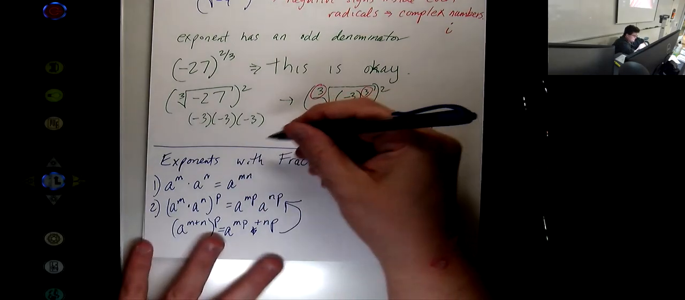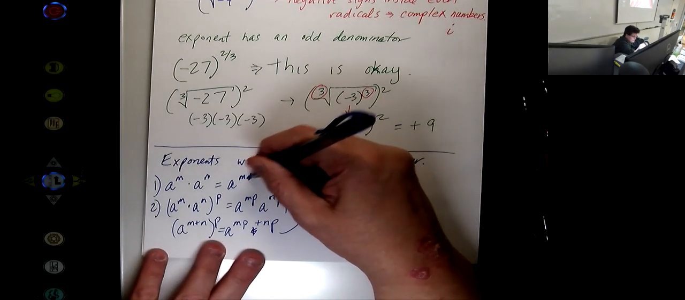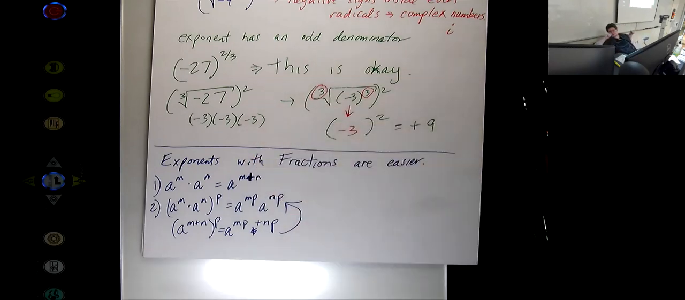I wrote mn wrong. That's m plus n. Messing it up already.